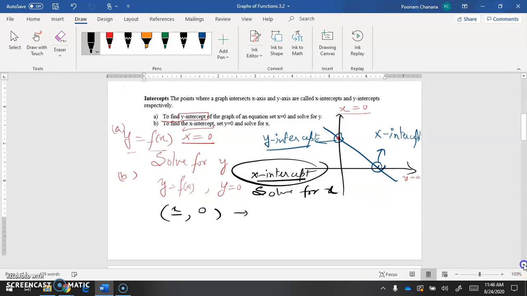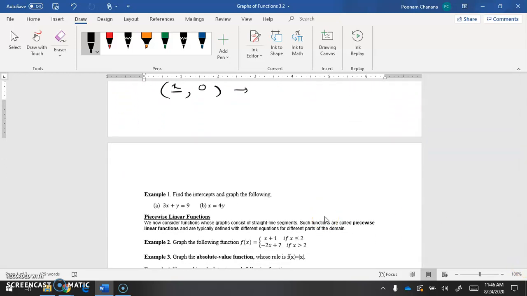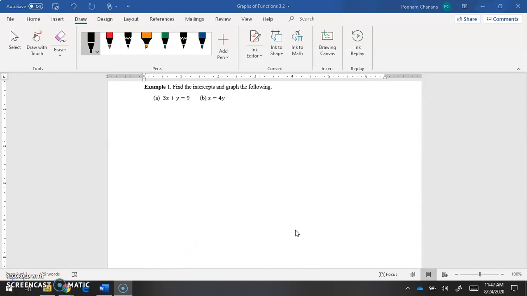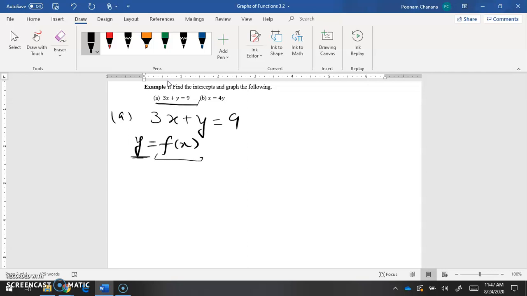Let's do an example of this and see if we understand. So we have our first example. It's given to be this equation. Now, whenever you see equation format like that, first thing you do is solve for y. So you need to have an equation in this format for the function. That means left side is just y, all the other things are on the right hand side. So let's see. This can be written as y is equal to 9 minus 3x, right?